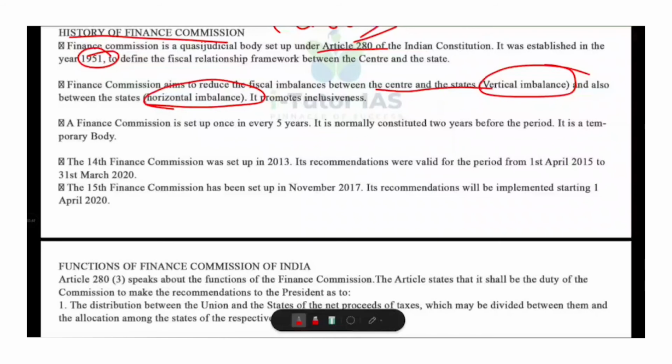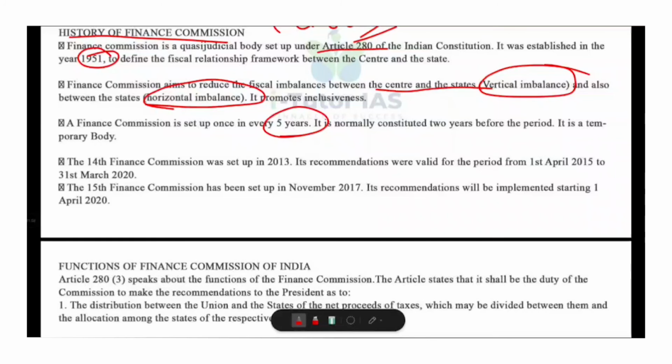Then let me ask you, what is the nature of Finance Commission? It is a temporary body. Remember that it is a temporary body and not permanent. It is set up for 5 years. Usually constituted 2 years before the start of its award period.